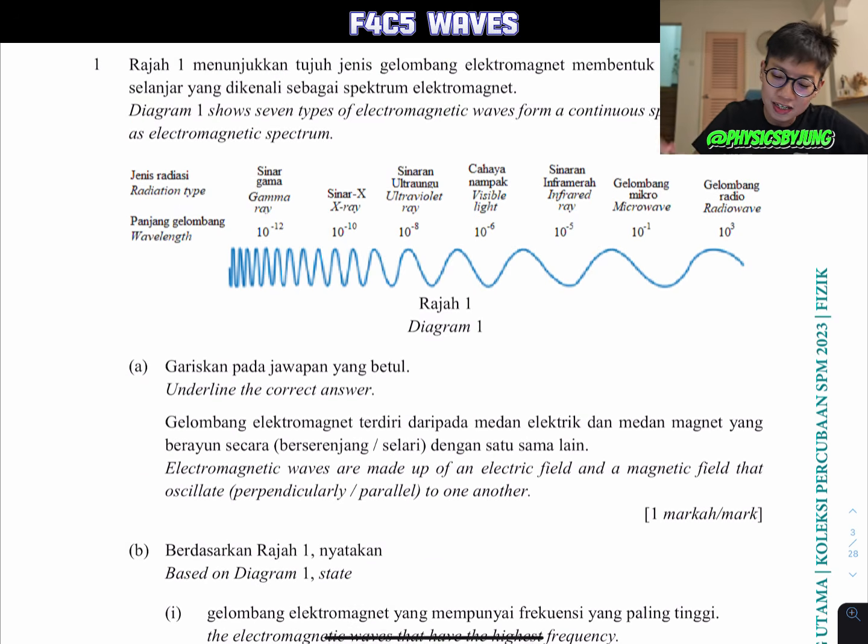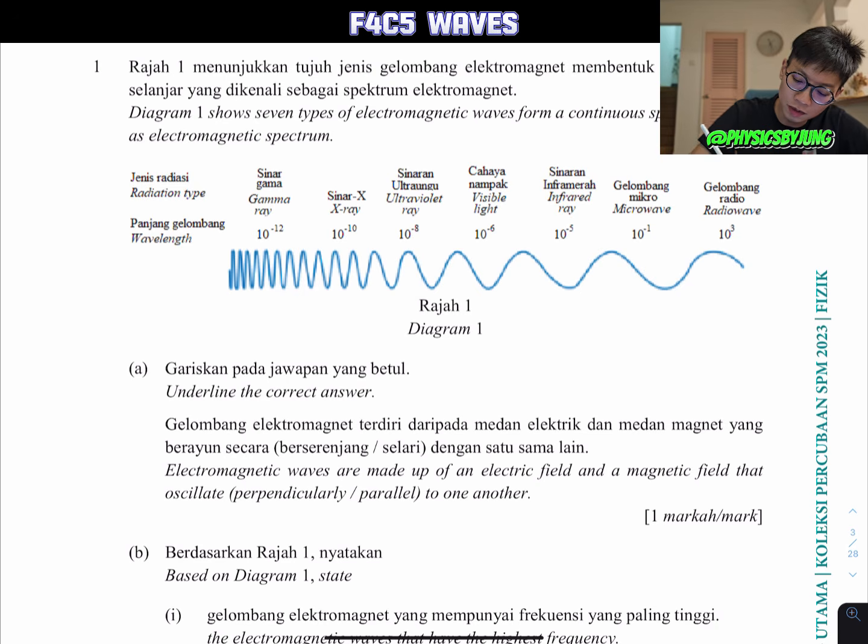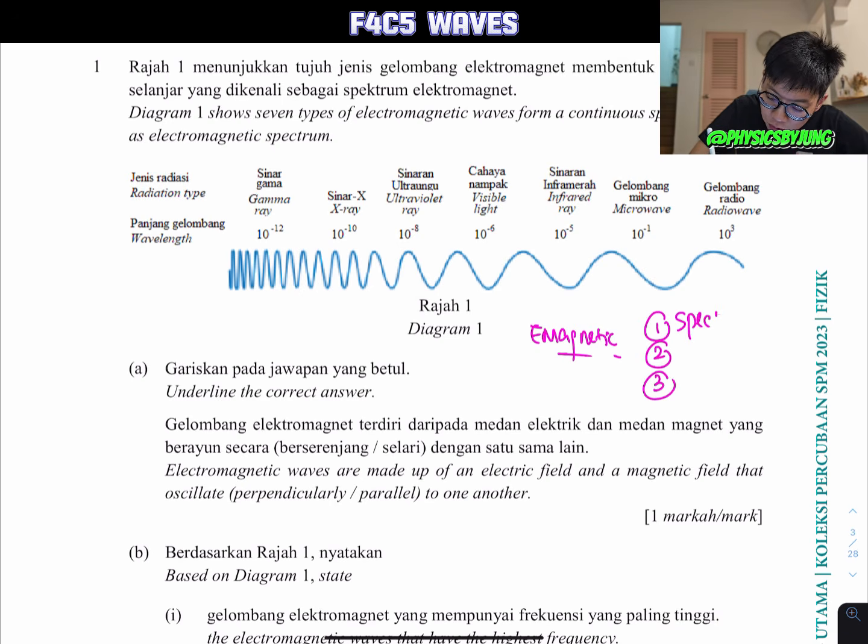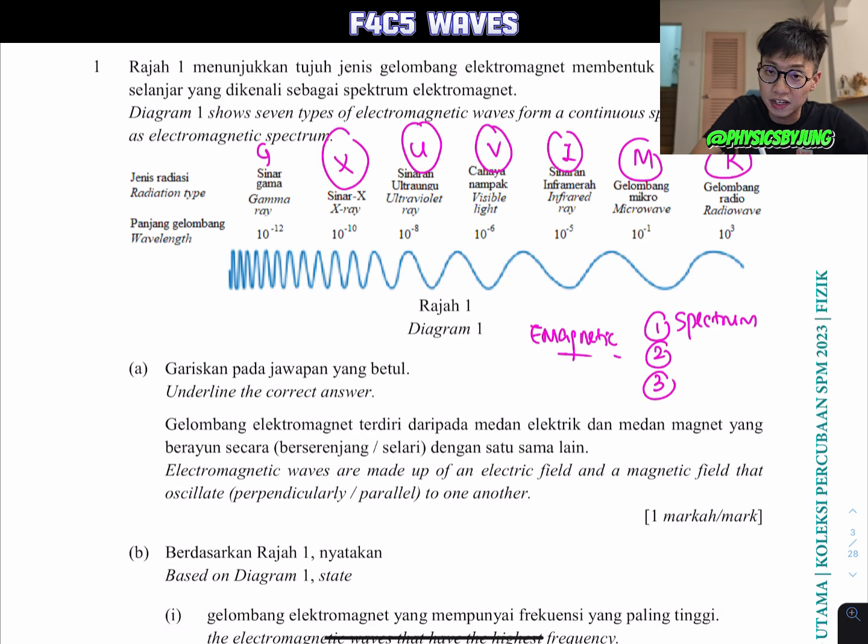So for this wave, this is on the electromagnetic wave spectrum. When we learn this, you need to know mainly 3 things. The first is you need to know about the spectrum, which is R, M, I, V, U, X, G: radio wave, microwave, infrared, visible light, ultraviolet, X-ray, and gamma ray. So that is your spectrum.